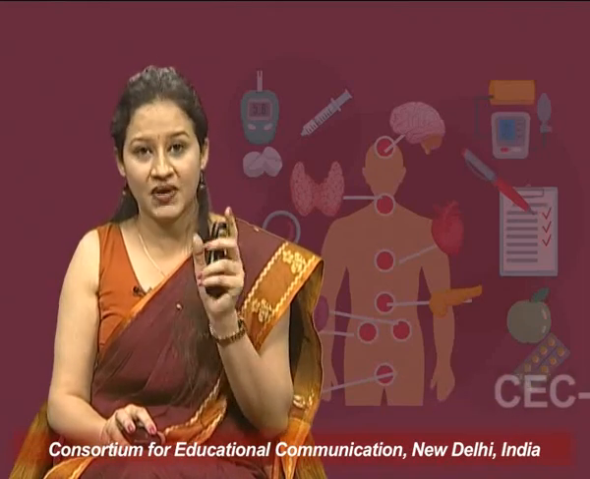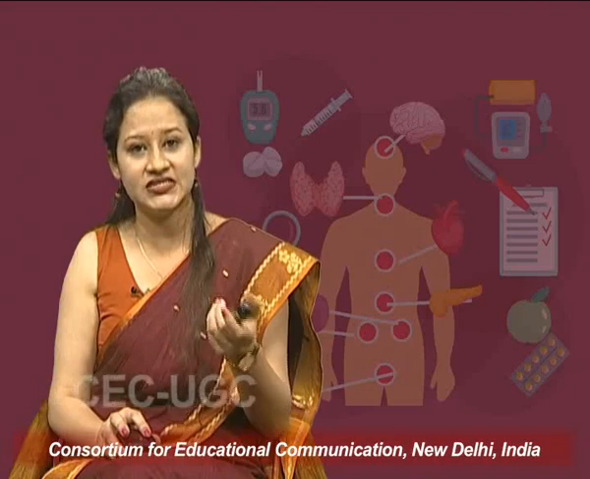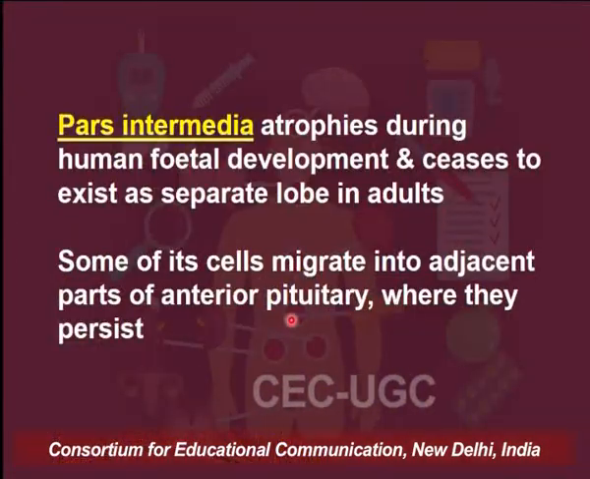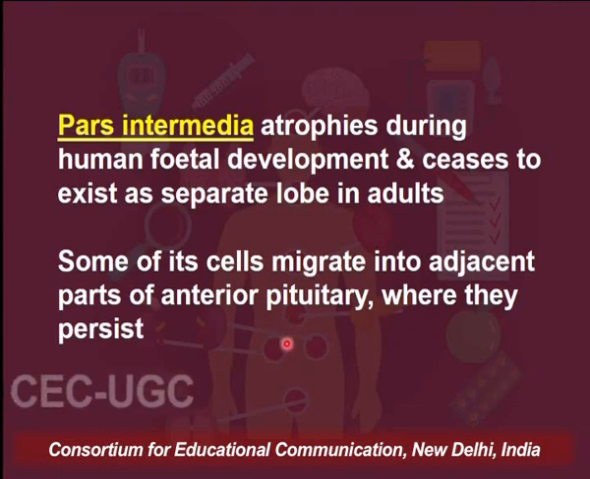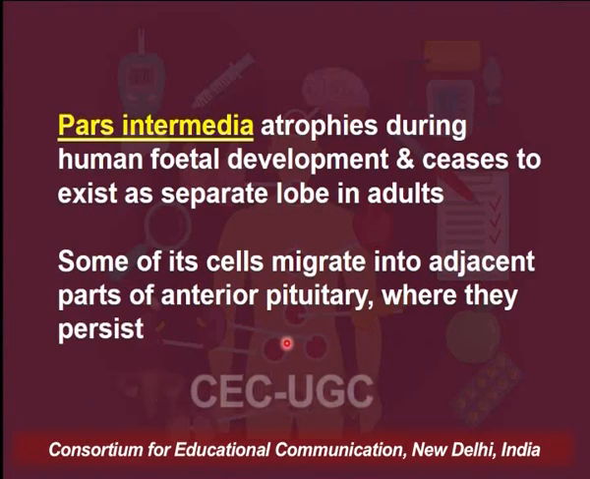Now lastly, let me tell you about the pars intermedia, the third portion of the pituitary gland, which in most cases atrophies during human fetal development and does not exist as a separate lobe in adults, but some of its cells migrate towards the anterior part of the pituitary and persist there.